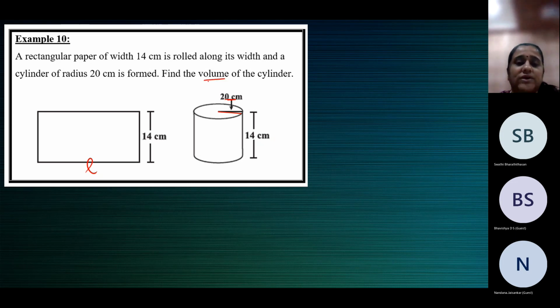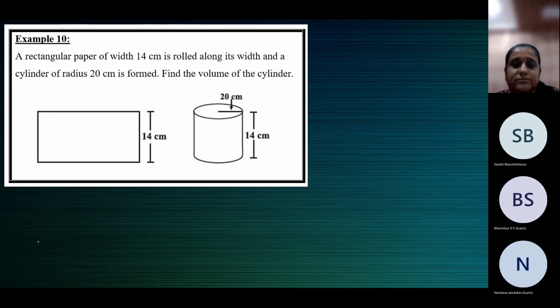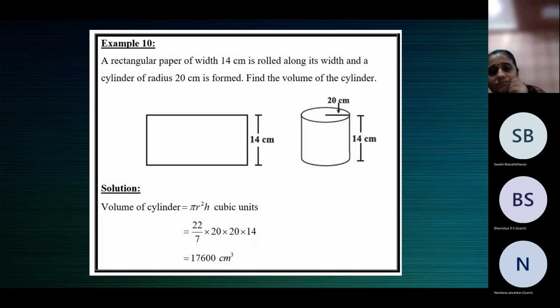You need to find the volume of the cylinder. The formula to find the volume of a cylinder is pi r square h cubic units, where r is 20 and height is 14. Simply use the formula and find the volume. Please work, children.